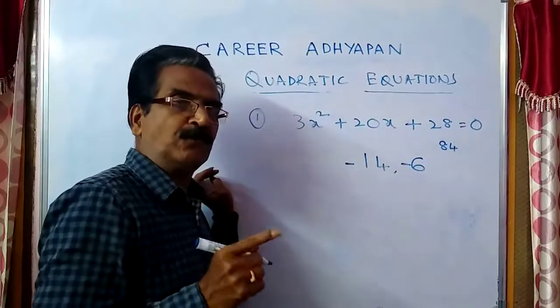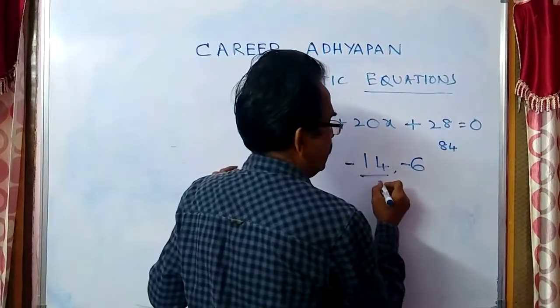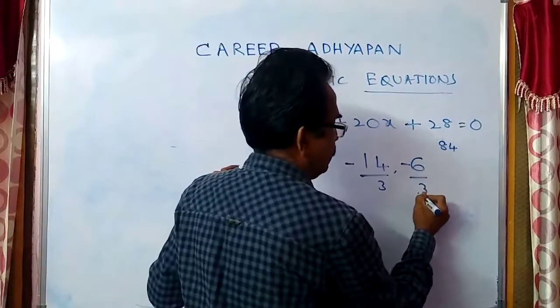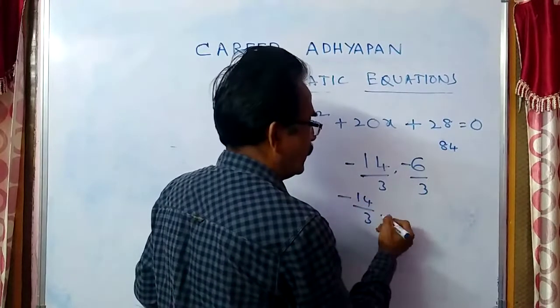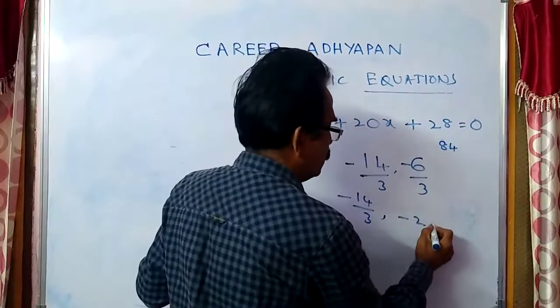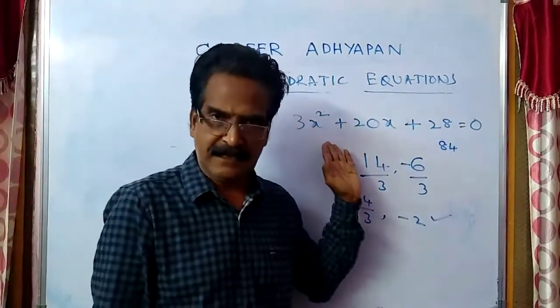After that, what you have to do? You have to divide by 3. Minus 14 by 3, minus 6 by 3. So the final roots are minus 14 by 3, comma, minus 2. These are the roots of this quadratic equation.